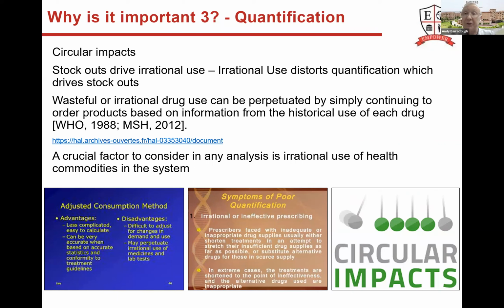So this is a circular argument. Stockouts drive irrational use. Irrational use drives poor quantification, which leads to stockouts. It goes round and round. If I don't break this cycle, I'm always going to be having stockouts, poor quantification, and irrational use.